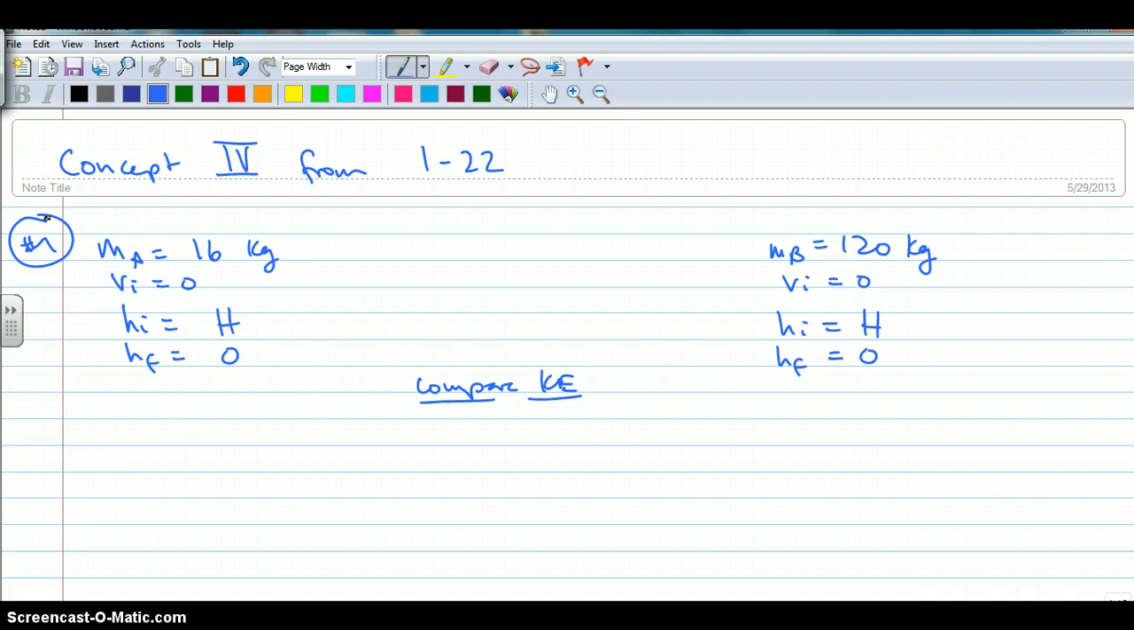Stone A has a mass of 16 kilograms, stone B has a mass of 120 kilograms. They're both released from rest from the same height above the ground. There's no appreciable air resistance, so now you're going to compare the kinetic energy of the two.